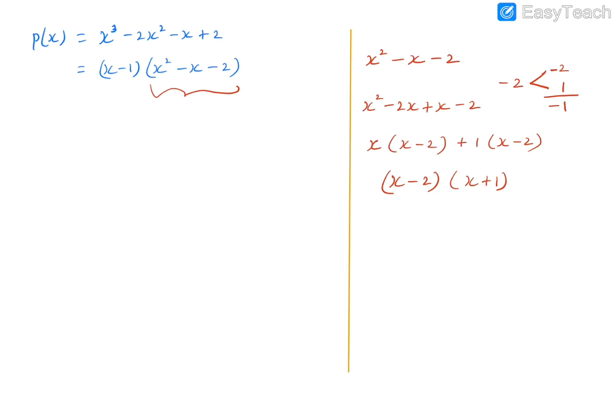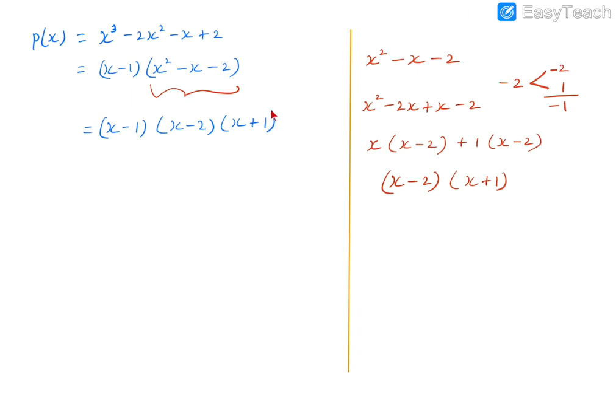So we can now write this whole thing as x minus 1 into, so this quadratic polynomial is now factorized further into x minus 2 and x plus 1. So we have the entire factorized form of the cubic polynomial as x minus 1 into x minus 2 into x plus 1. Okay, so these are the factors of our cubic polynomial.